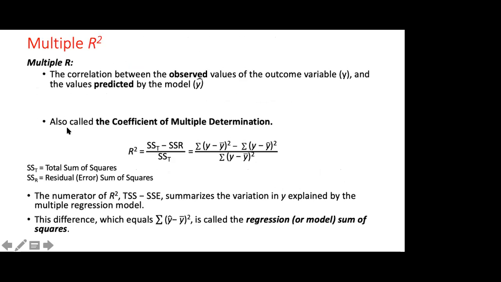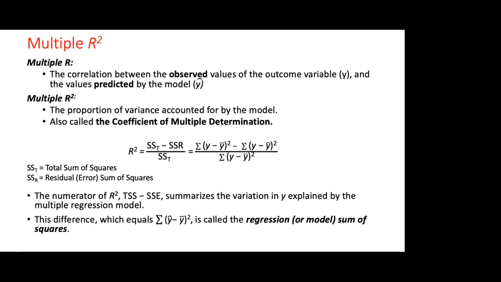All right, so let's talk about the R squared. Now that we have multiple regression, we call our R squared multiple R squared. And before we talk about multiple R squared, I first want to talk about multiple R. The multiple R is the correlation between the observed values of the outcome variable, our Y values, and the values that are predicted by our model, the Y hat. So it's a bivariate correlation between our Y values and the Y hat values.